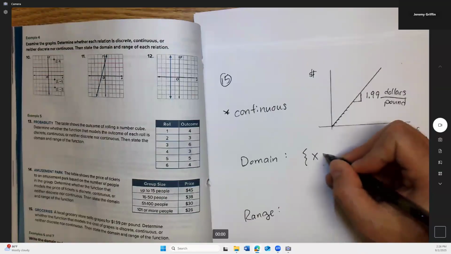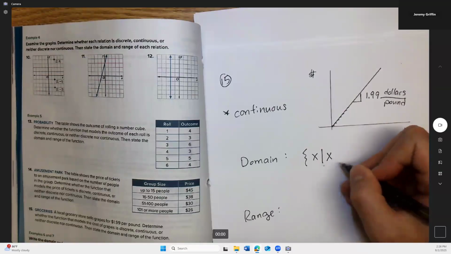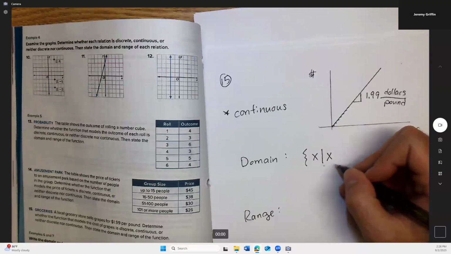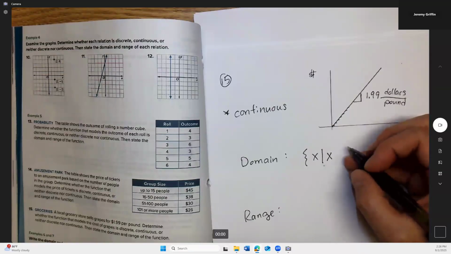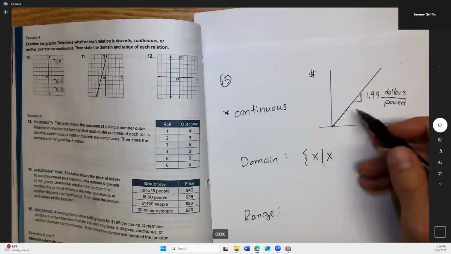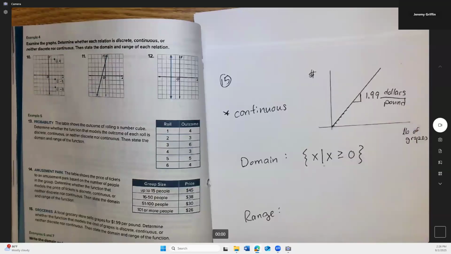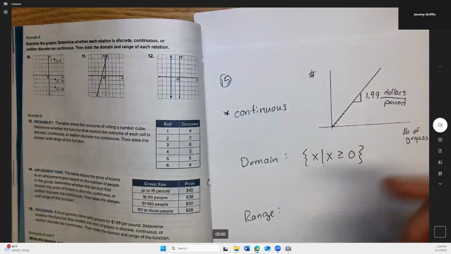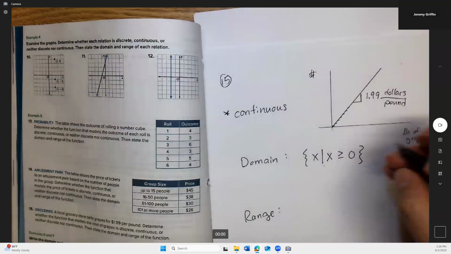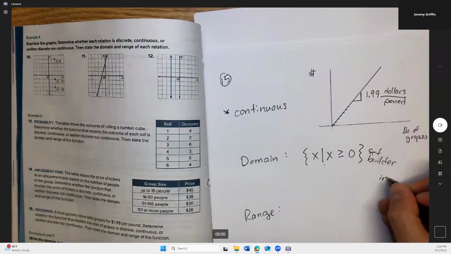Yeah, x. What's next? Such that, right. Now, can you buy a negative number of grapes? No. Okay. I could buy 0 grapes. I think that would be okay. So can I say x greater than or equal to 0? Right. That'll close that off. So that's set builder. Or in interval notation. Let's do interval notation.